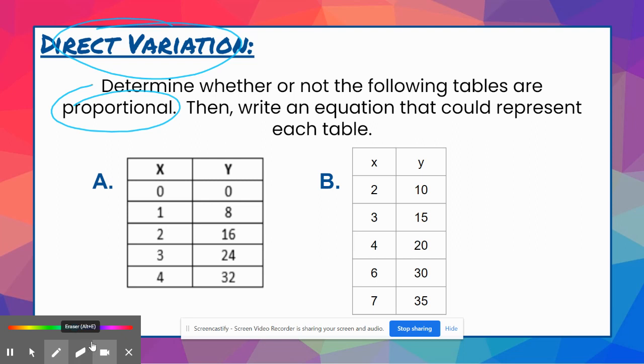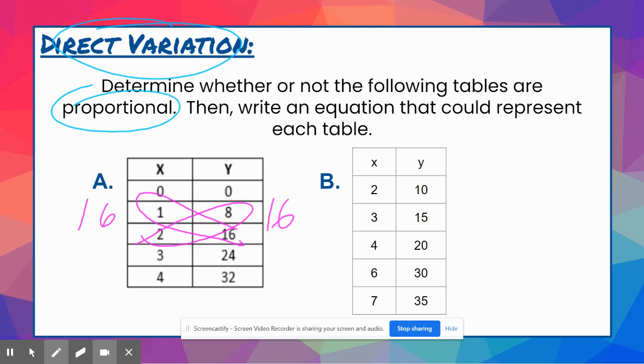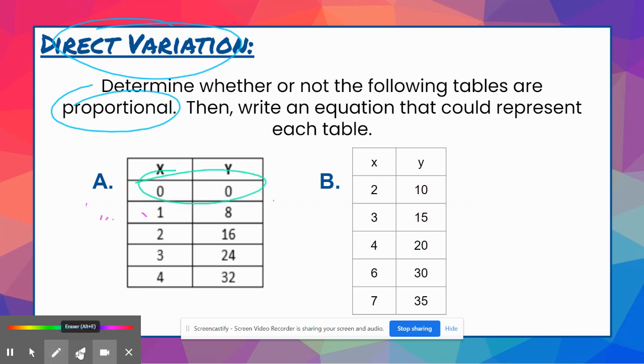So using the information that we learned yesterday about being proportional, if we have a table, we can do cross products to see if they're proportional. So I can do 8 times 2 and get 16, and I can do 16 times 1 and also get 16. That is one way that I can tell that that table is proportional. Another way, and this is not always the case, but if you notice on that table that they have an ordered pair of 0, 0. And remember from yesterday's lesson that if the graph goes through the origin, then it is proportional. So that is another way that I could tell that this one is proportional.